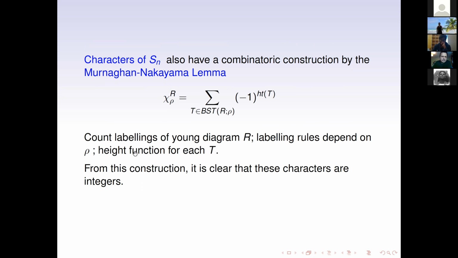And for that tableau, there's a height function, a (-1) to the height function. You calculate pluses and minuses, and you get an integer. So again, there's a combinatoric construction for the character. And this algorithm is called the Murnaghan-Nakayama lemma.